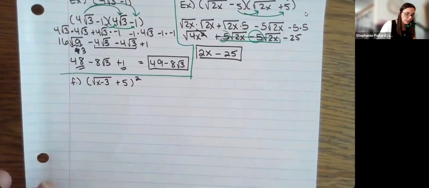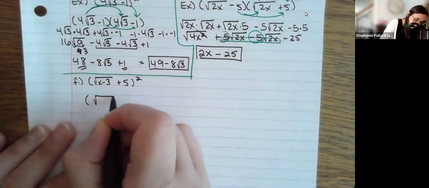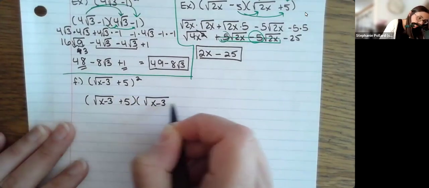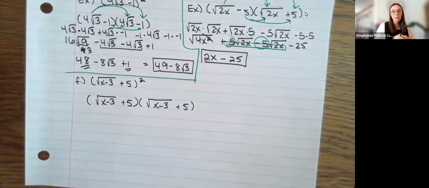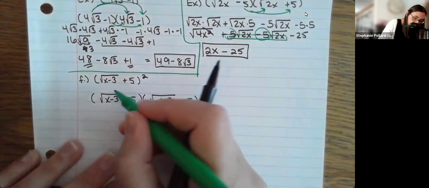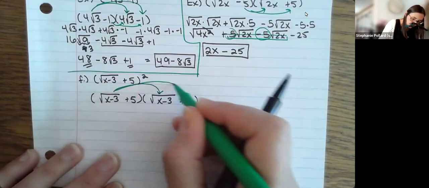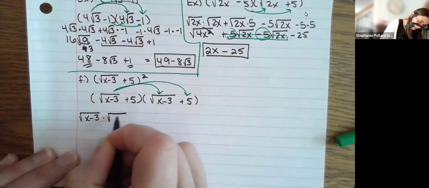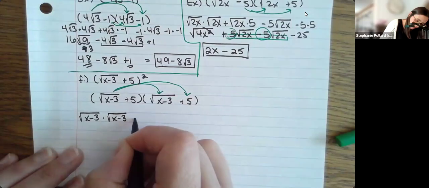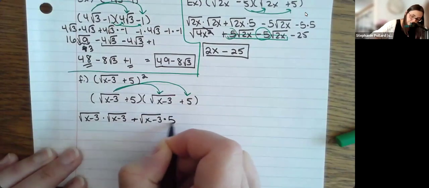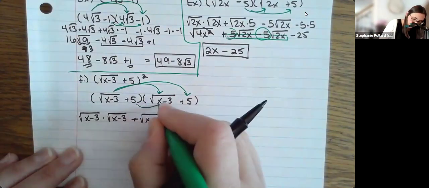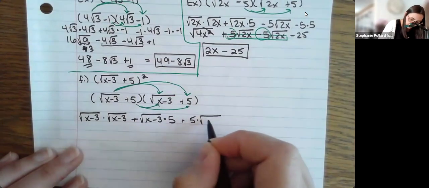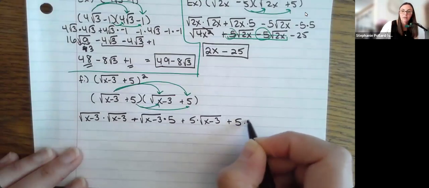All right, our last example here, another square. So I'm going to take my time and write this out. All right. And this one's a bit more complicated, but again, we're just going to take our time here. So I'm going to multiply that root x minus 3 first. So I have root x minus 3 times root x minus 3. And then I have plus root x minus 3 times 5. I'm going to multiply through by the 5. So I have 5 times root x minus 3, and then 5 times 5.